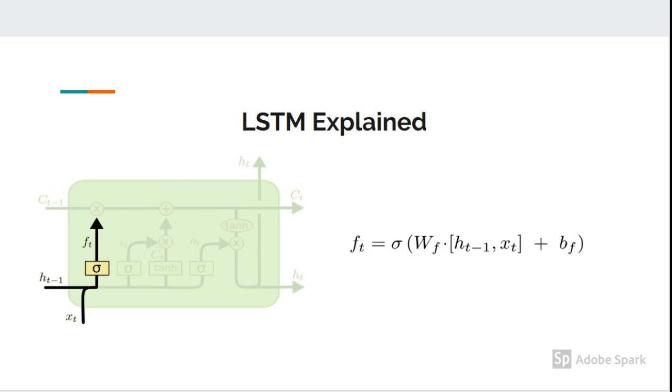The first step in our LSTM is to decide what information we're going to throw away from the cell state. This decision is made by a sigmoid layer called the forget gate layer. It looks at the last output and current input and outputs a number between 0 and 1 for each number in the previous cell state. A 1 represents completely keep this, while a 0 represents completely get rid of this.